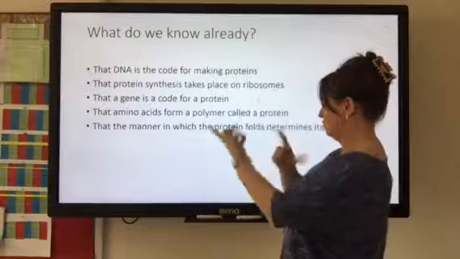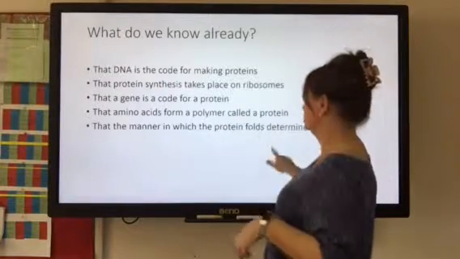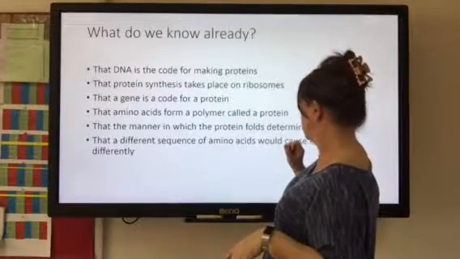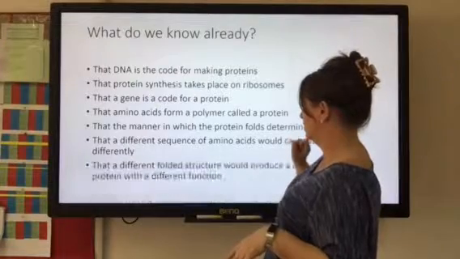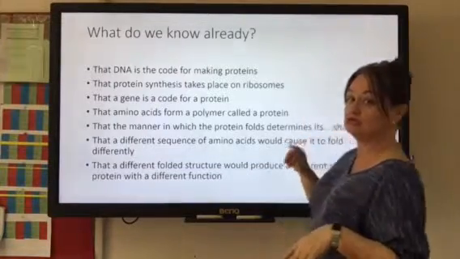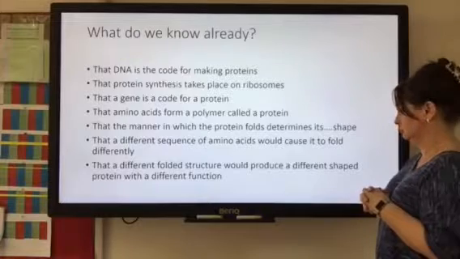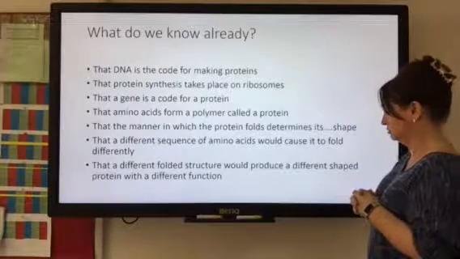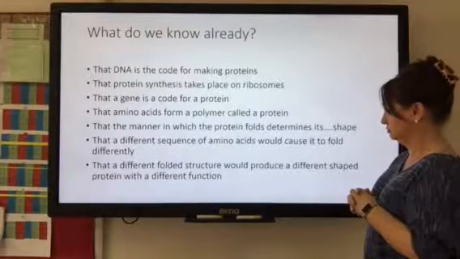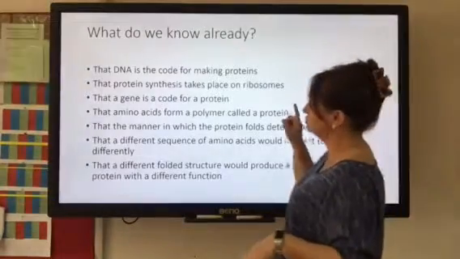We know that the manner in which the protein folds is important for its function. And we know that a different sequence of amino acids would make it fold in a different way. And if it folds in a different way, it may have a different structure and therefore it won't fit on the receptor or it won't have the right active site.